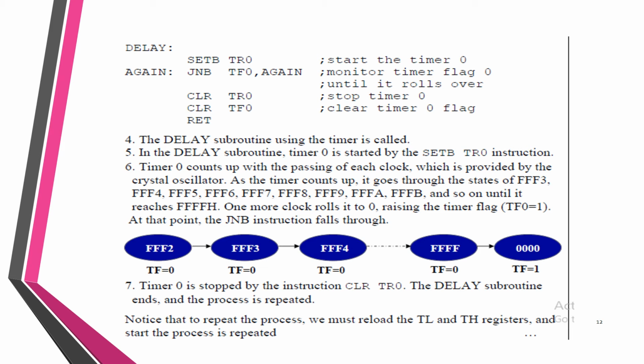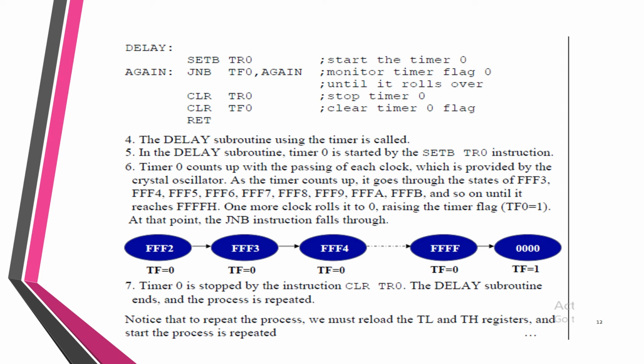In the delay subroutine, timer 0 is started by the SETB TR0 instruction. Timer 0 counts up with each clock provided by the crystal oscillator. As the timer counts, it goes through the states FFF2, FFF3, 4, 5, 6, 7, 8, 9, A, B and so on until it reaches FFFF. One more clock rolls it over to 0, raising the timer flag TF0 to 1. At that time there is an overflow.